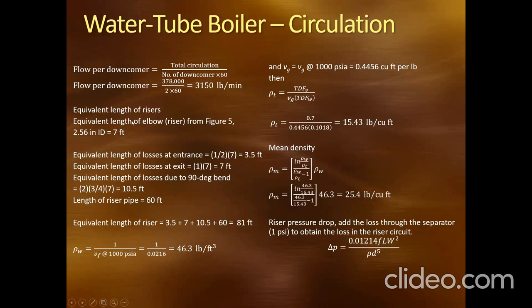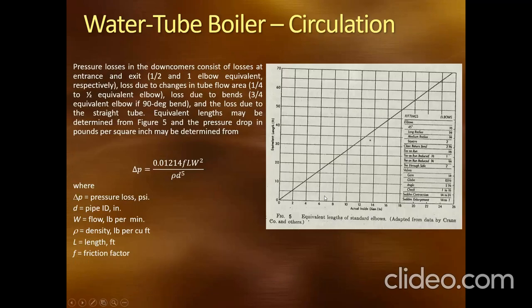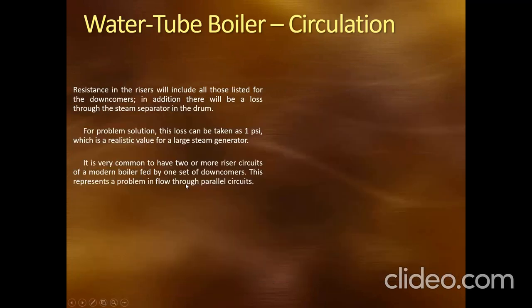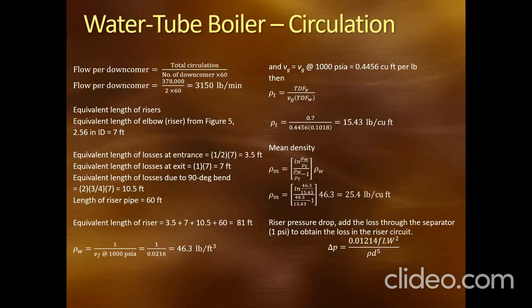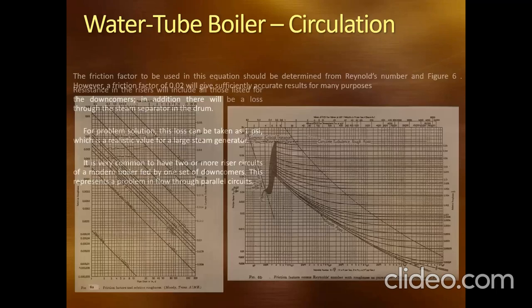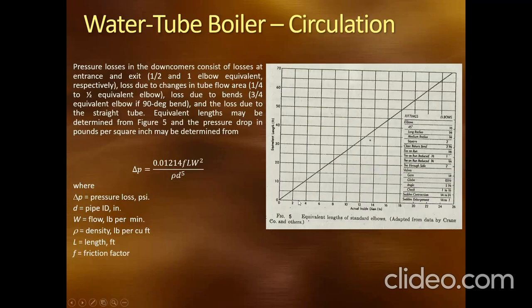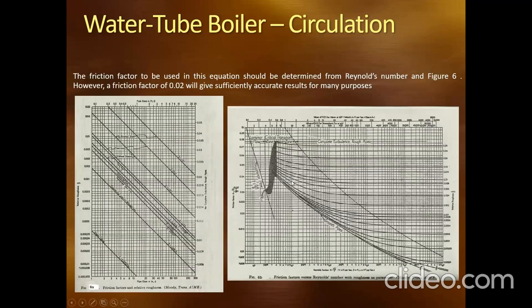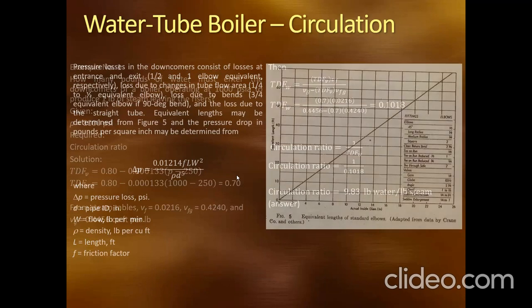Now, for the equivalent lengths. For the equivalent length of the riser, we have the equivalent length of an elbow from the riser, figure 5. Your size is 2.56 ID, which is 7 feet for an elbow. 2.56 is here, 3, so about 7 feet. Here are the equivalent elbows. Okay? This 7 feet is for the elbow.